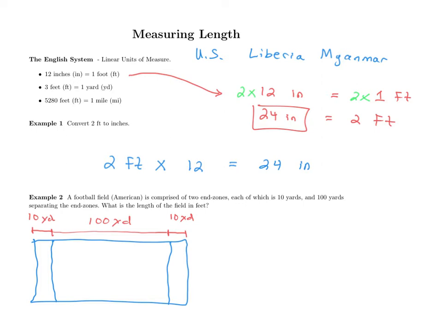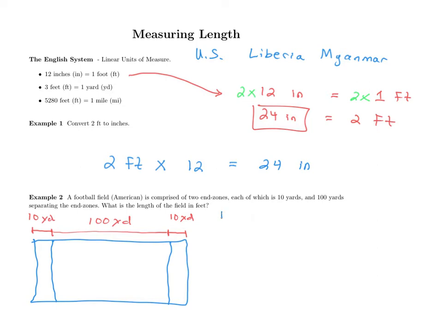This really could be done 2 ways. You could add these numbers up to get one distance in yards and then multiply that by the appropriate conversion factor, or you could find each of the 3 pieces separately in feet and add those together. They're all very similar. I think I'll take the first approach. I'm going to add up this length in yards. So 10 plus 100 plus 10.